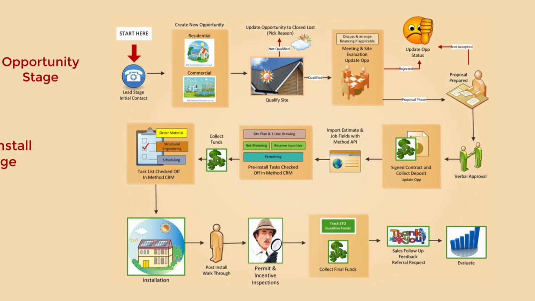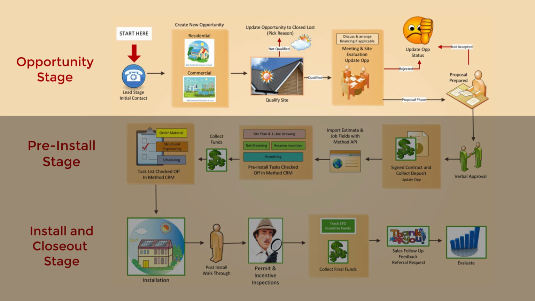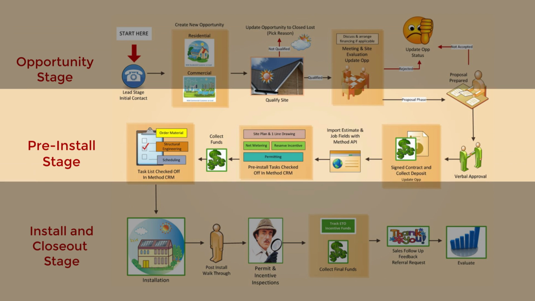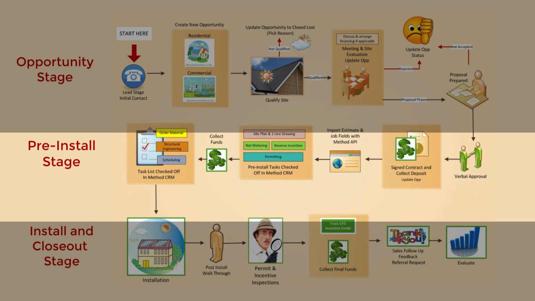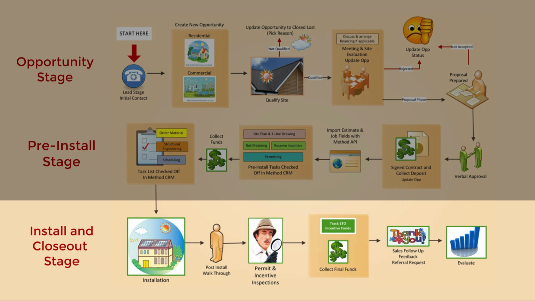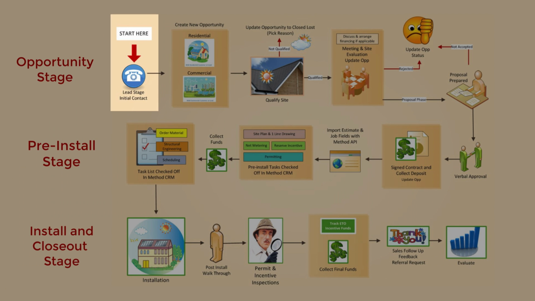Great! Let's start with the typical installation from the sales lead or opportunity stage to the pre-install stage and then to the install and closeout stage. We have a new lead and her name is Sally Peaches. She heard about our solar installation company from the local power company and we received her incoming call.